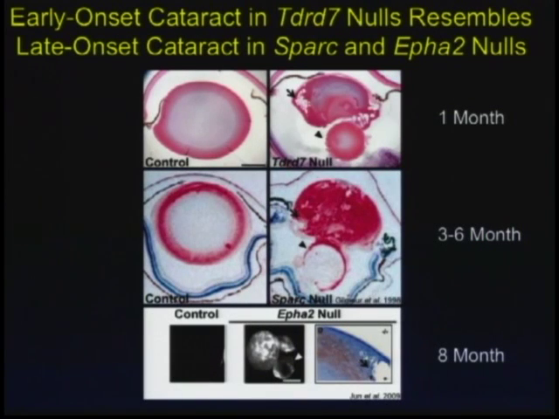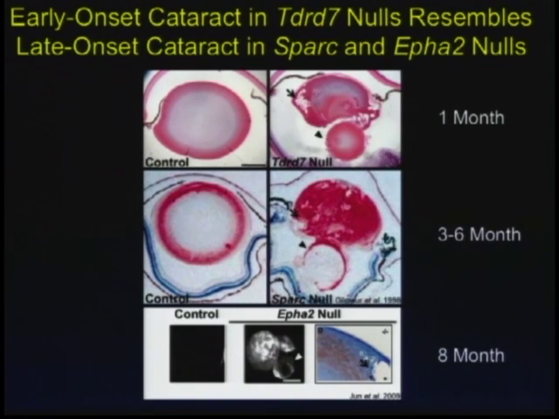So this is where I think science gets really interesting and fantastic, because I looked up the literature for Sparc and EPH-A2, and I found that in 1998 there was a mouse mutant made for the Sparc gene, and we found that the histology of this mutation had the same phenotype, vacuoles, as well as a dramatic rupture of the posterior capsule in the Sparc null mutants, but this occurred at 3 to 6 months of age.